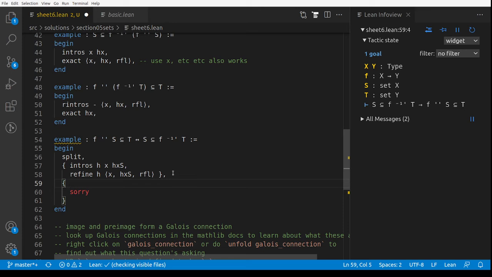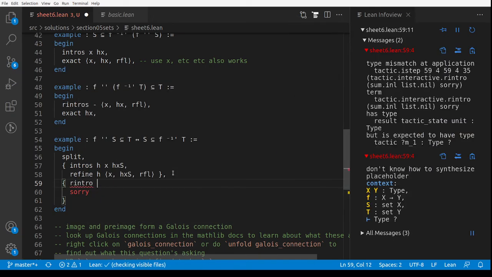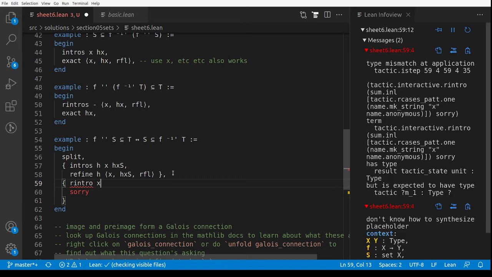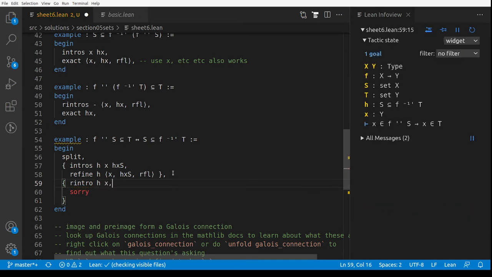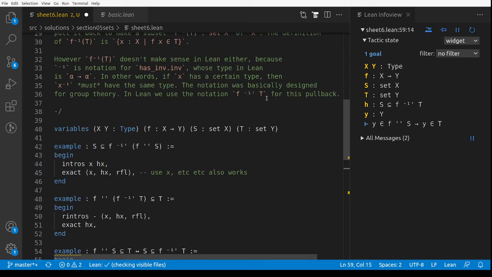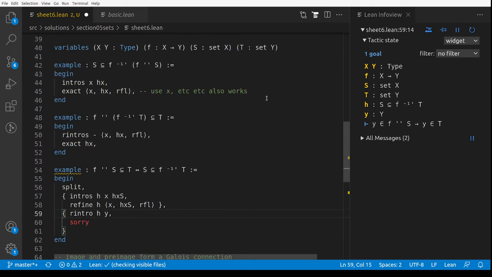And now let's see if we can do this one in 2 lines as well. So this is rintro. Let's go with rintro x, no, hx. And now this says this is the exists. Oh, that should be y. Oh, I've done this one. Where is it? It's this here. I think I've just got to do that. I think that was the same. Yeah, that's worked at least.